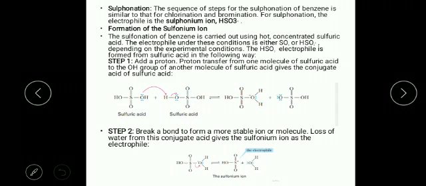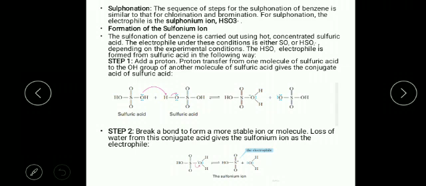In sulfonation, firstly the electrophile is generated, then a covalent bond is formed between the benzene and the electrophile, and finally a proton is taken away from the benzene. These are the three common steps. But in sulfonation, the electrophile is the sulfonium ion. I already told you the difference of electrophile in different electrophilic substitution reactions. So in sulfonation, the electrophile is the sulfonium ion.